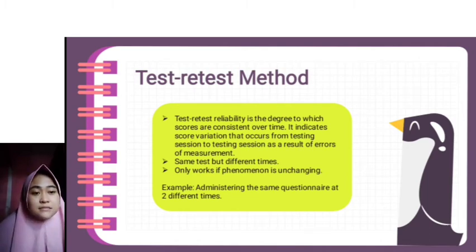Test-retest method reliability is the degree to which scores are consistent over time. It indicates score variation that occurs from testing session to testing session as a result of errors of measurement. In the test-retest method, it is the same test but at different times. The test-retest method only works if the phenomenon is unchanging, for example, administering the same questionnaire at two different times.